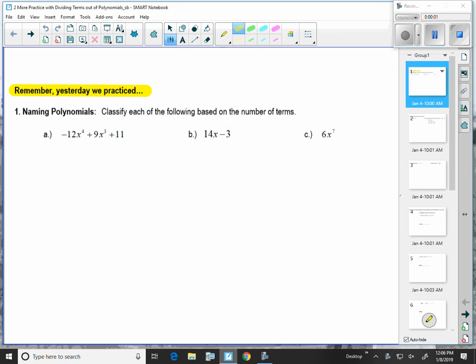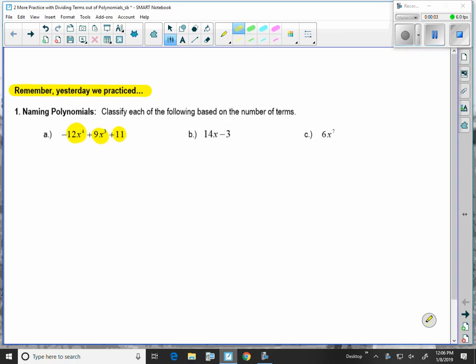Three terms. Remember, the terms are separated by an addition or a subtraction sign. So if it has three terms, what do we name it? Trinomial. A trinomial.